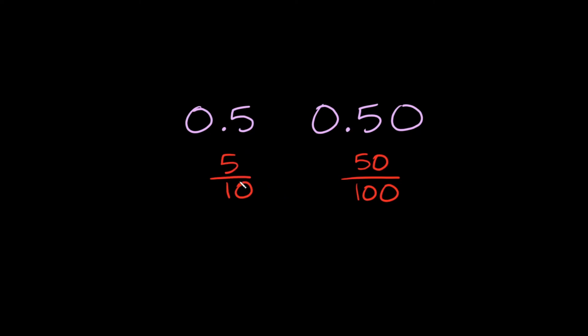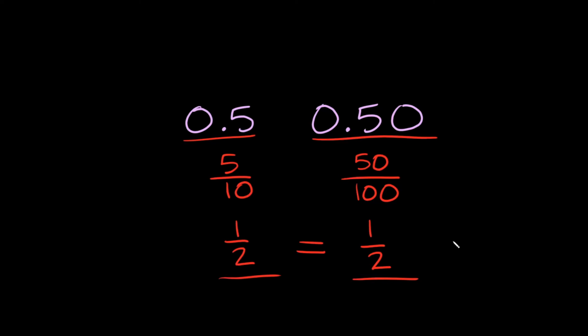So you can see 5 is half of 10, right? So we could reduce this fraction down to 1/2. And then here on the right, 50 over 100, well, 50 is also half of 100. So this would also reduce to 1/2. So you can see we have 1/2 and 1/2, and obviously those are equal to each other, right? So that means these decimals up here, 0.5 and 0.50, are equivalent decimals. They have the same value.